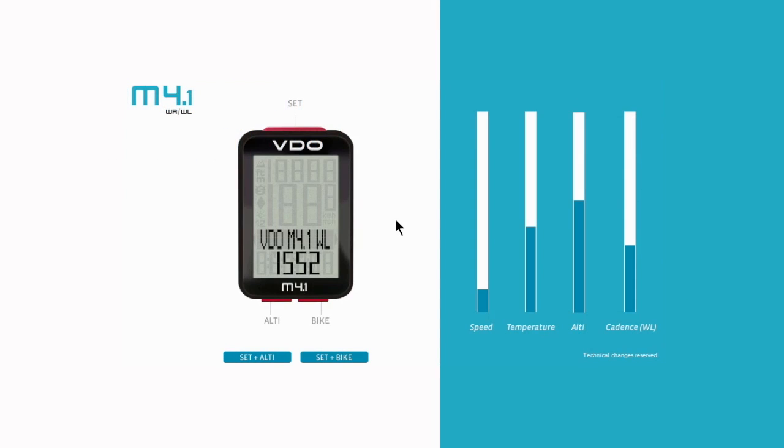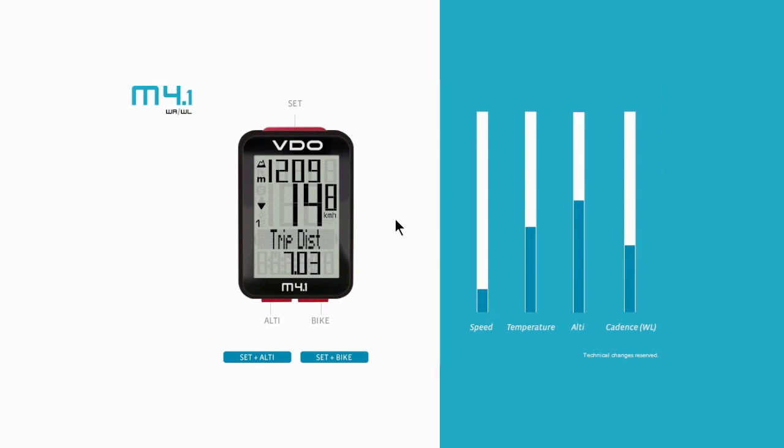This video explains the operation and functions of the M4.1 wired and M4.1 wireless. In standby mode, the bike computer displays the model name VDO M4.1 wireless or M4.1 wired and the time of the day. When you start cycling, the computer is automatically activated.